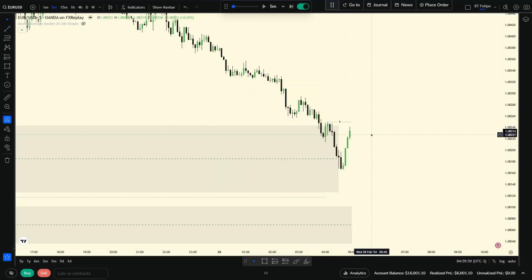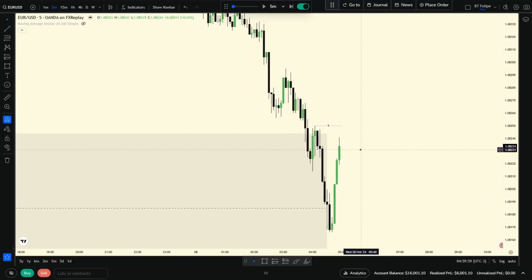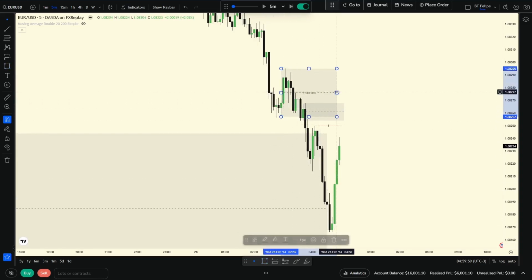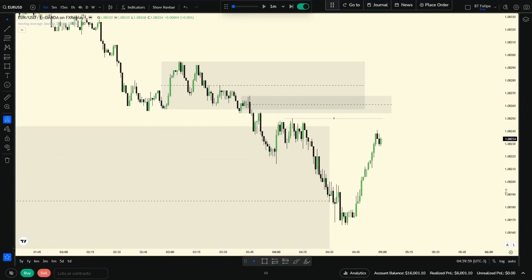Meanwhile, I can short here after this M5 inducement. This is the POI, and this is the extreme of the POI. There's also this bigger area. This is unmitigated, yeah. Okay, so let's see.